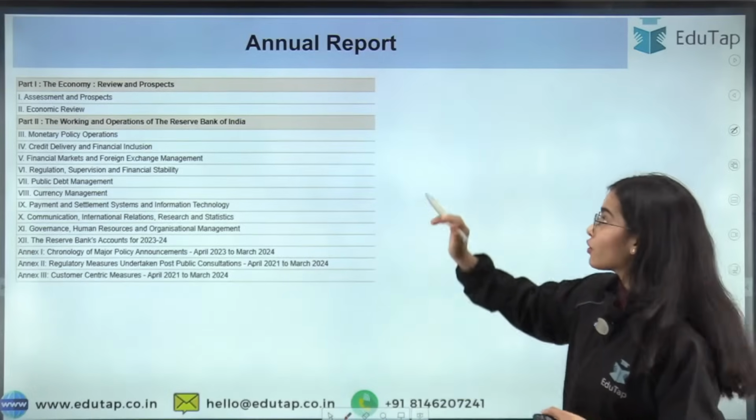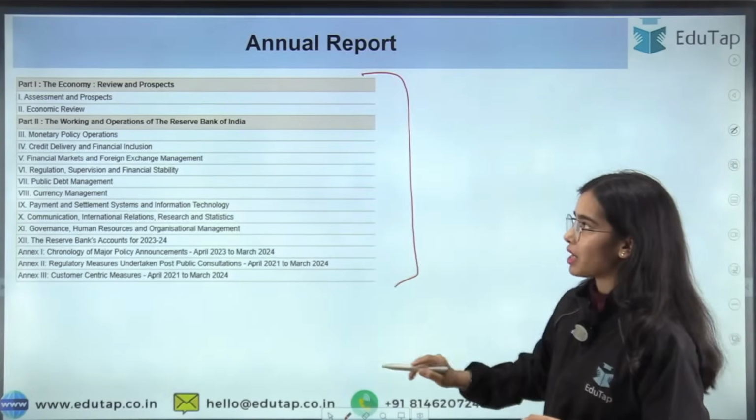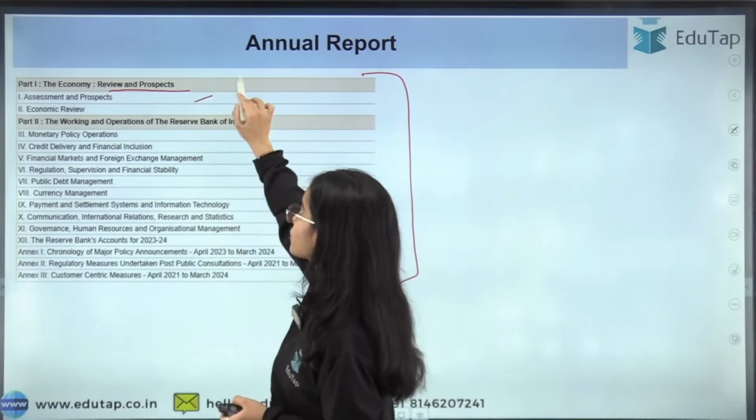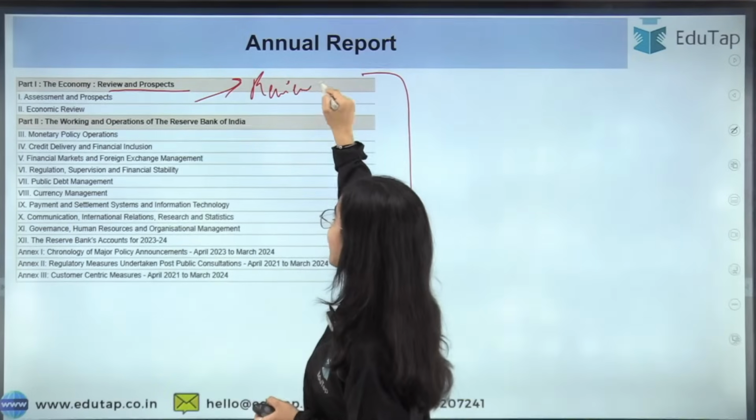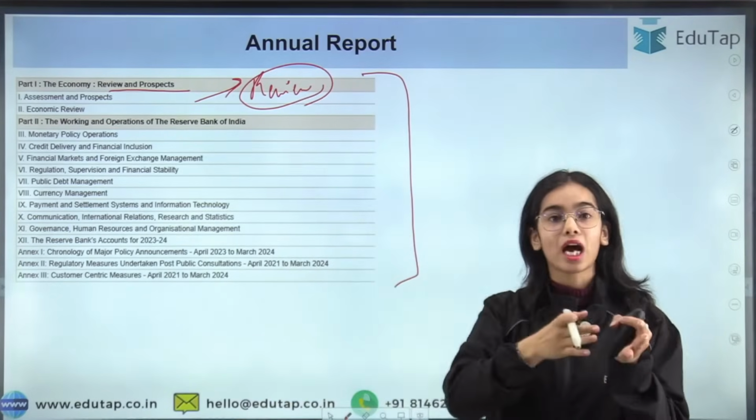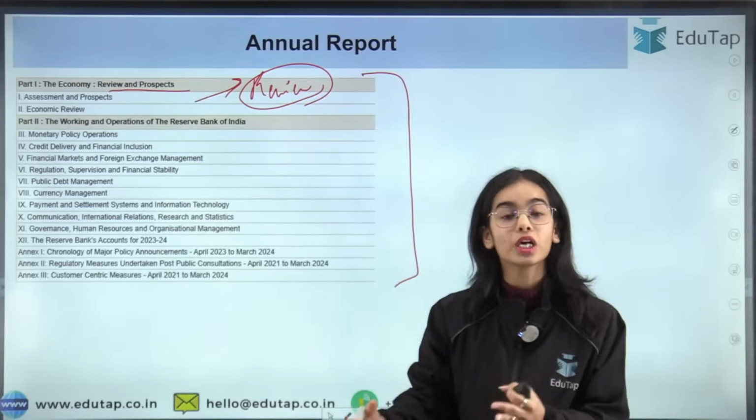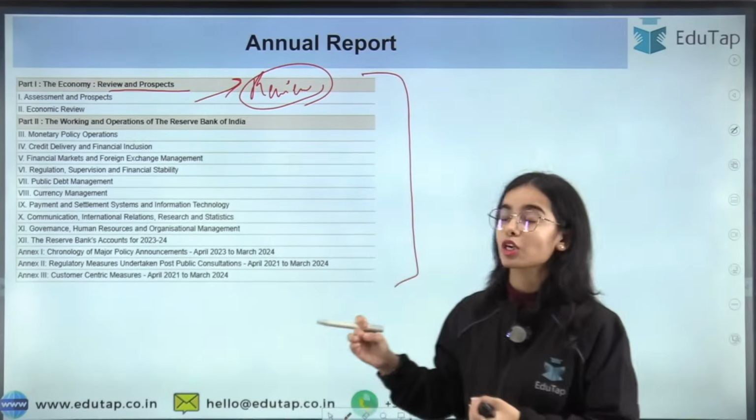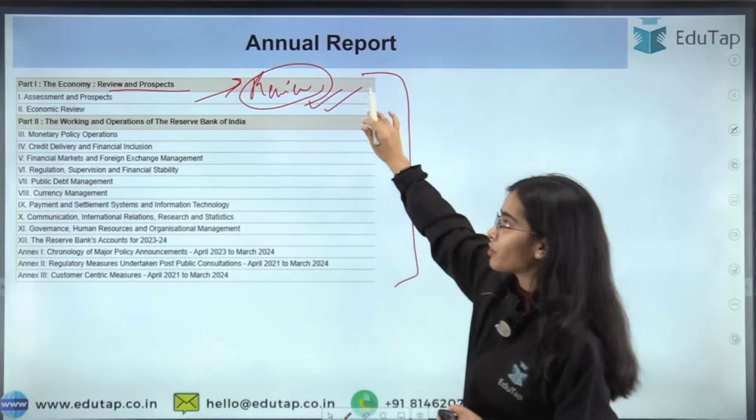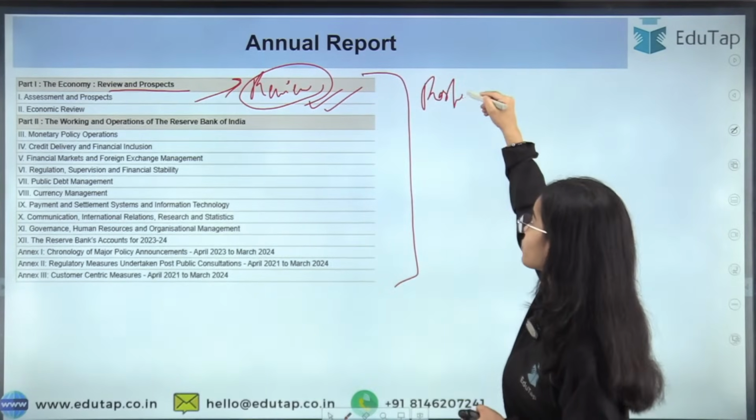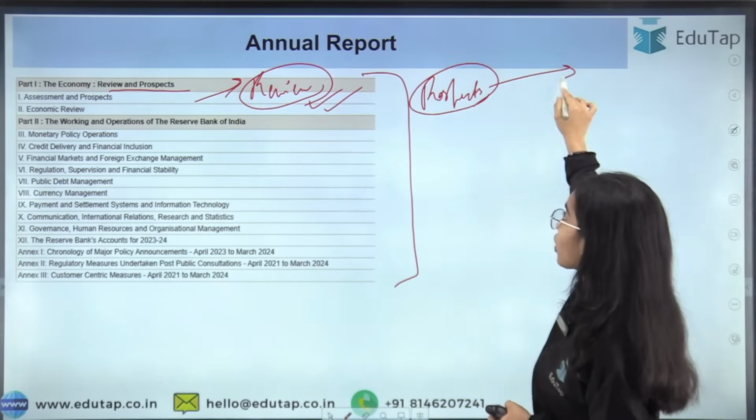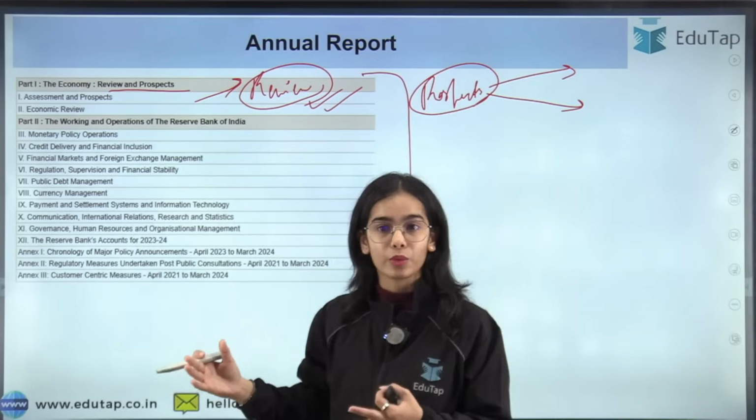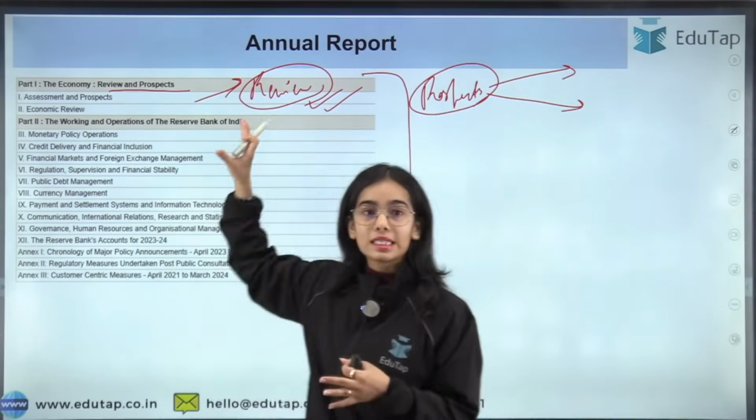First of all, the annual report is divided into two major parts. The first part is regarding the economy, that is the review and prospects. First we will review. The RBI has provided the review of the economy, how the economy worked in 2023-24, how the global economy was working, how the Indian domestic economy was working. As well as the prospects have been provided, how the global economy and how the Indian economy is going to grow further in the coming period. So this is the idea.